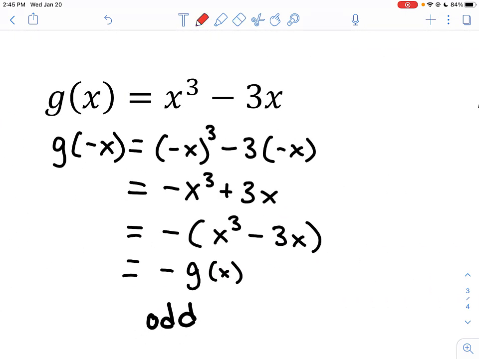Look at this one here. There's an implied 1 on that one, and the obvious 3 on the other one, but all the powers are odd. A negative raised to an odd power will remain negative. So all the terms will change sign when you plug in a negative. That's the same thing as if a negative was distributed through in the first place. And so we get the opposite y-coordinate when you plug in the opposite x-coordinate. And we get the symmetry about the origin, and this is why we call this an odd function.